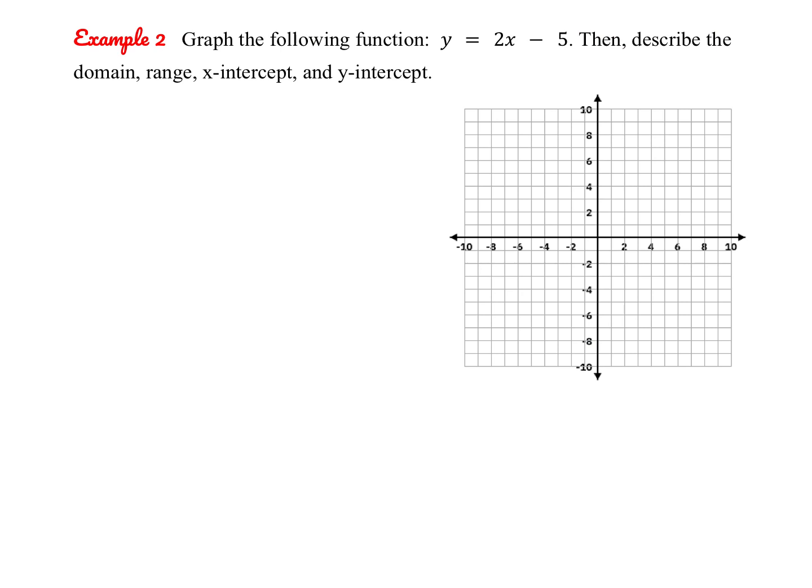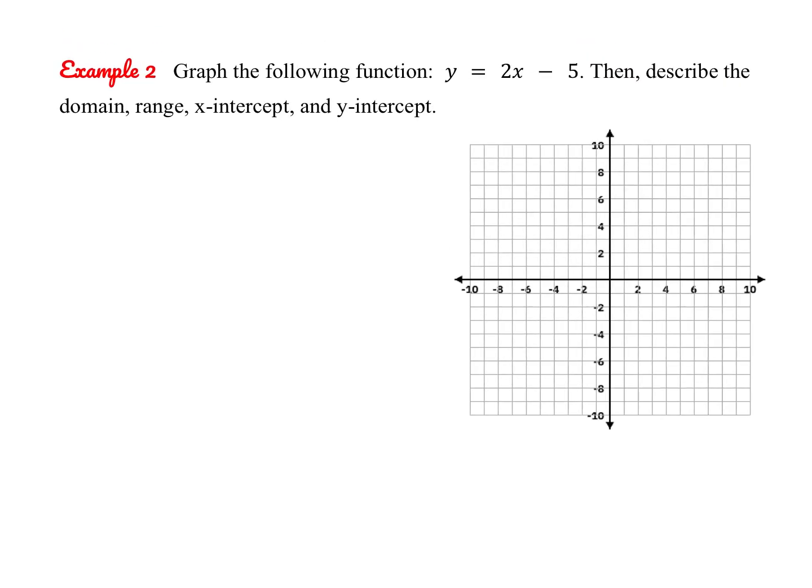All right, let's try graphing one of these together. So here we have an equation in slope-intercept form. So I'm going to leave it in this equation to graph. So here, y equals 2x minus 5. I can see that this is in y equals mx plus b. So I can see that my b value, which is my y-intercept, is negative 5. And I can see that my m value, which is my slope, is positive 2.